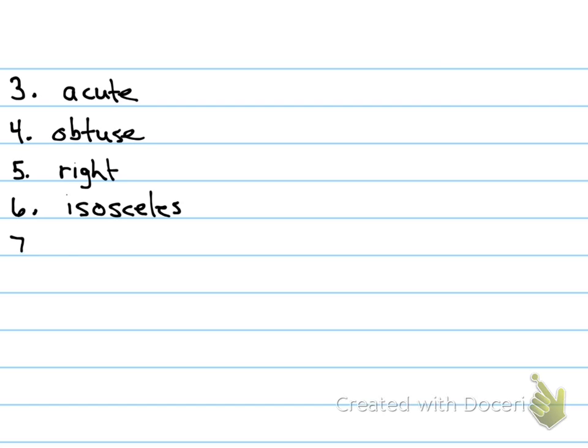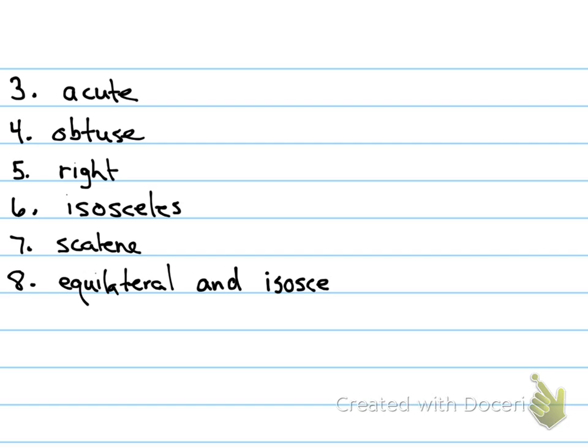Number 7, scalene. And number 8, equilateral or isosceles. And isosceles. And, not or, and isosceles. Okay? There is a difference. It's both. It's not either or, it's both. All right, if you understand that, that's everything you need to know for 10.3.